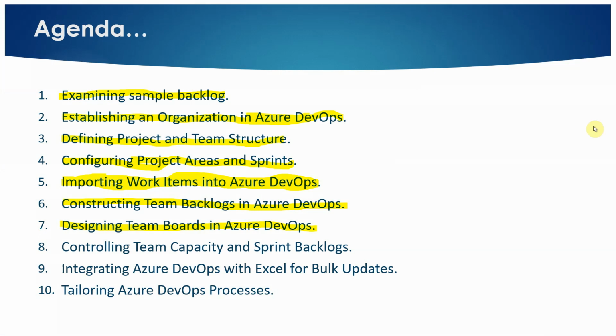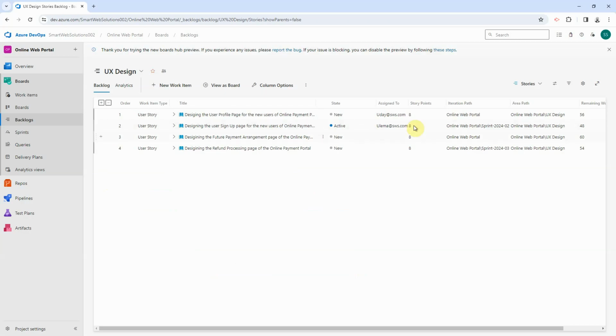Well, now we are familiar with the team backlogs and team boards. We can move on to sprint planning. Within sprint planning, we'll be covering how to set up the team capacity and then assign the work to the team depending upon the capacity. Let's move on to the Azure DevOps portal.